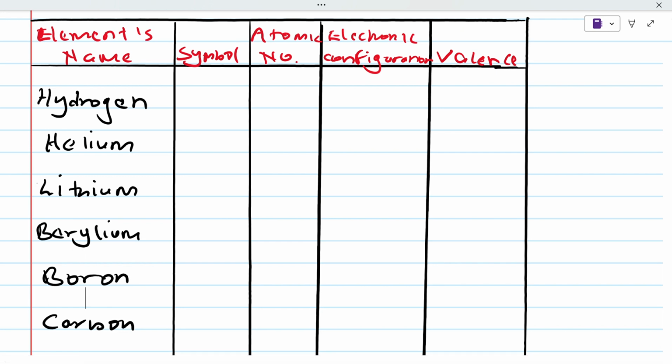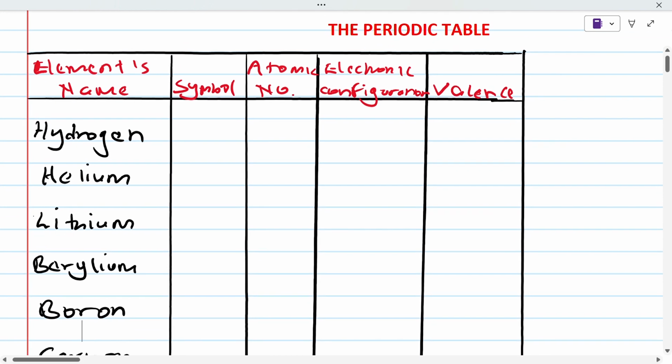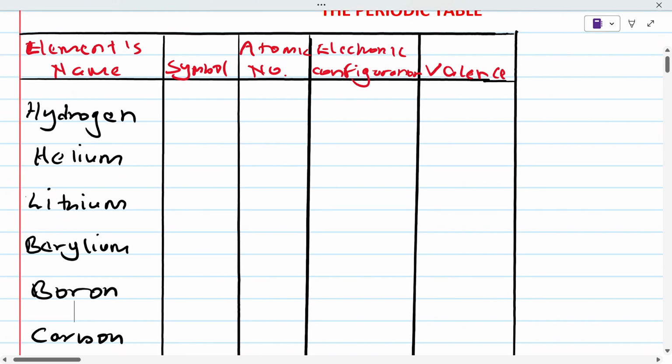In this video, I'm going to do analysis of the periodic table as displayed on the screen. I've sketched the periodic table of elements, and in this video, I'm majorly going to handle the first 20 elements. I'm going to do analysis based on the element's name, the symbol, the atomic number, electronic configuration, valence, and any other thing that you need to know as far as the periodic table of elements of the first 20 is concerned.